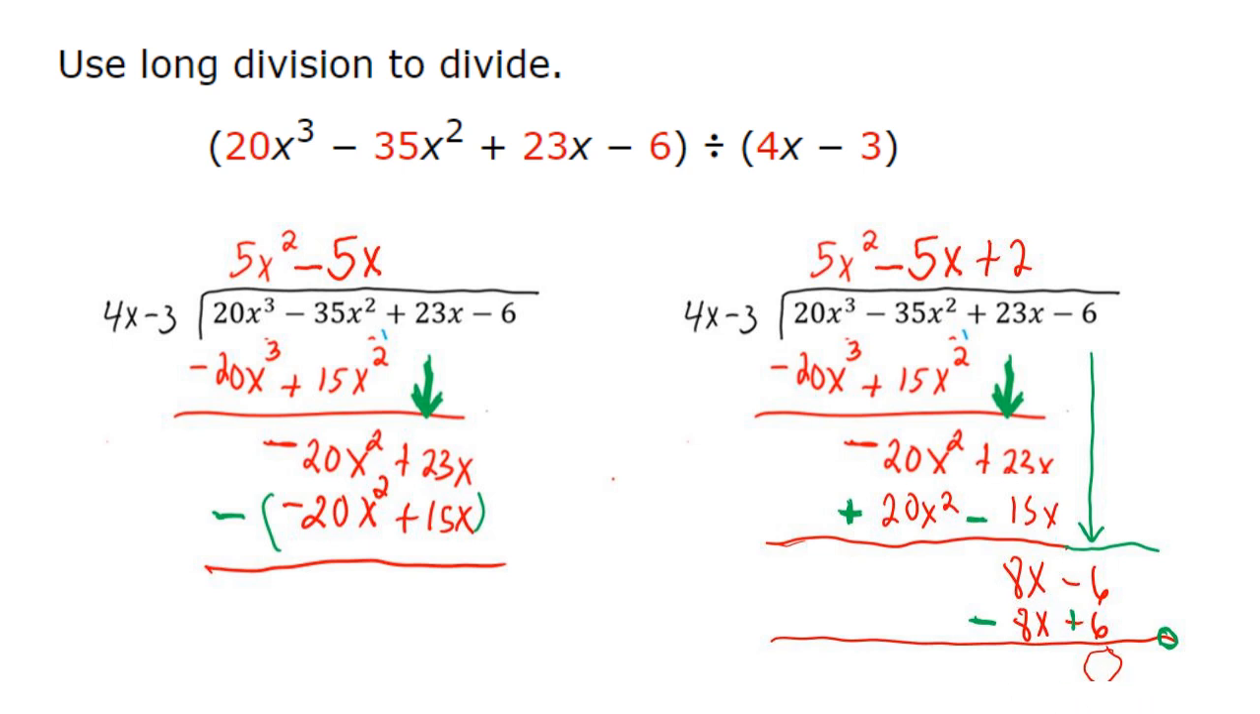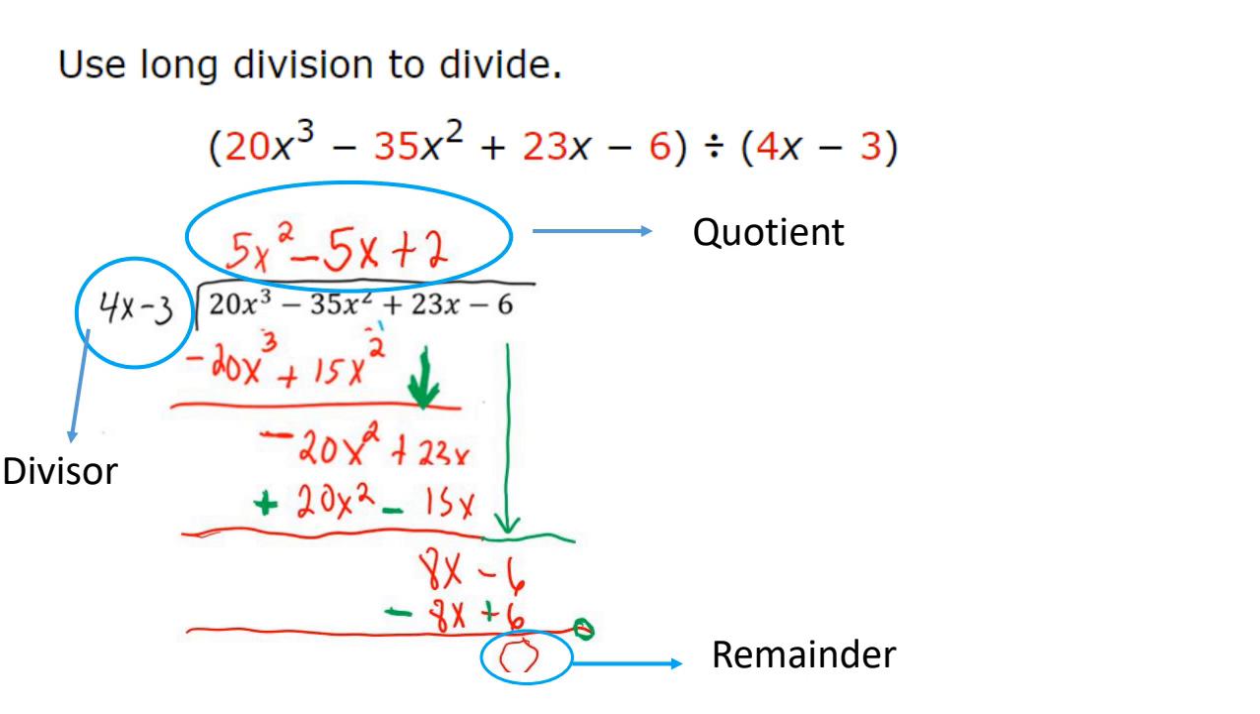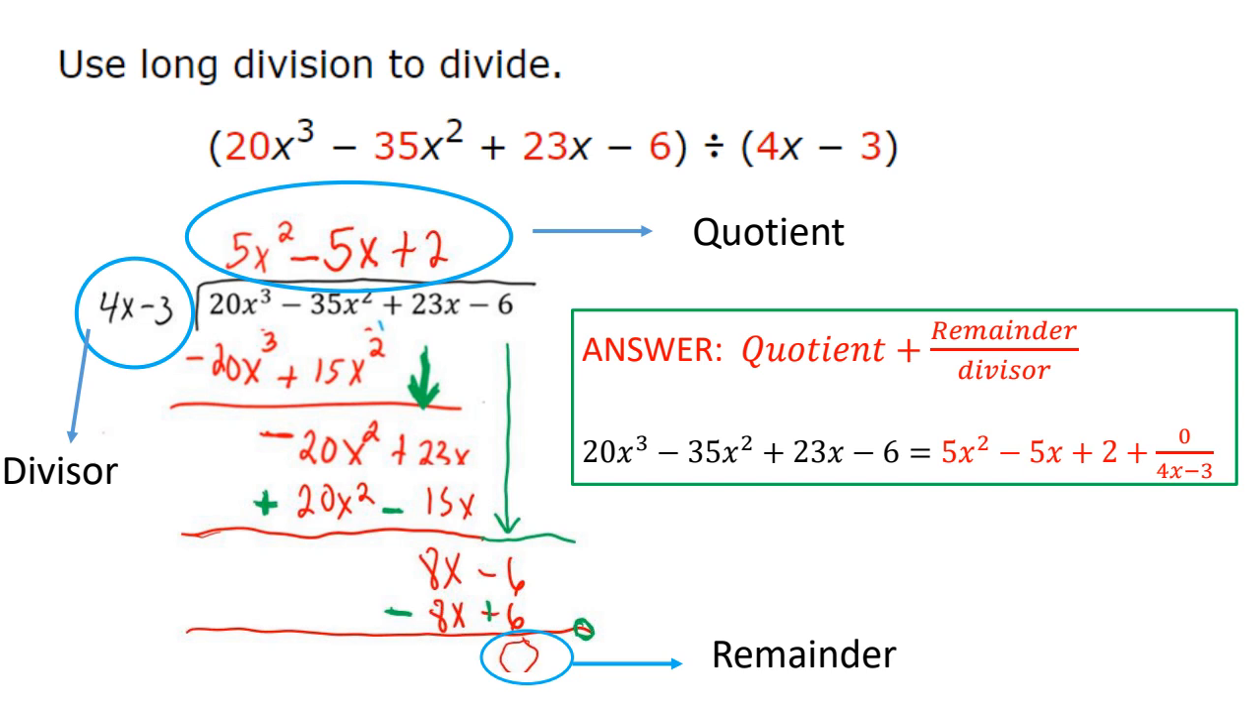So let's look at these items a little bit closer. So 0 is your remainder. Then you have your quotient, which is your answer. And your divisor is what we divided by. And everything inside of here is called the dividend. So to write your answer, we're going to write it in this form: the quotient plus remainder divided by the divisor. So this polynomial, when divided by 4x minus 3, we end up with 5x squared minus 5x plus 2, which is our quotient, plus our remainder of 0 divided by our divisor.